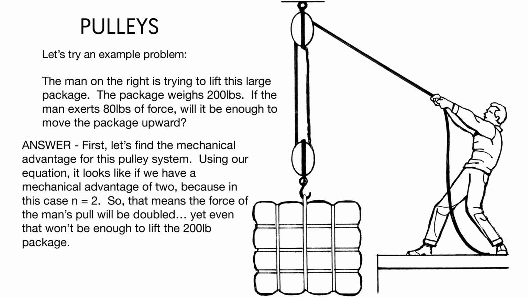First, let's take a look at the mechanical advantage for this pulley system using our equation. It looks like we have a mechanical advantage of 2, because in this case, N is equal to 2. So that means the force of the man's pull will be doubled, yet even that won't be enough to lift the 200-pound package. In this case, the answer is no. The man will not be able to lift the weight, even if he pulls with 80 pounds of force.